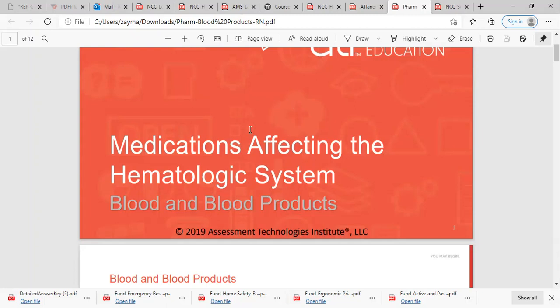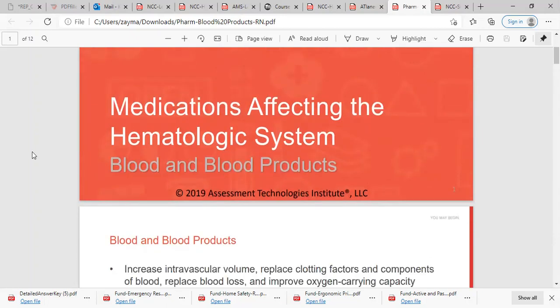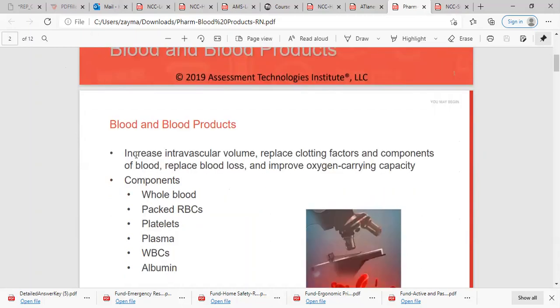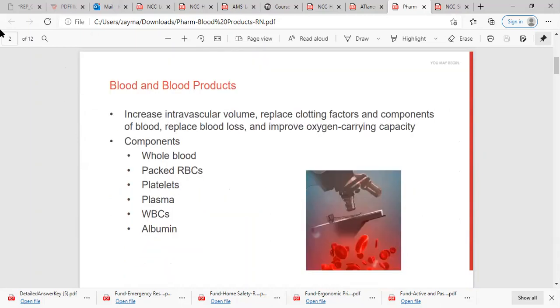Very detailed. It shows some videos and everything. So it tells you about administering blood. So basically, if a patient is severely anemic, they may require transfusion of blood. The national guideline is a hemoglobin of less than 7 calls for blood transfusion. However, all components of blood can be transfused.